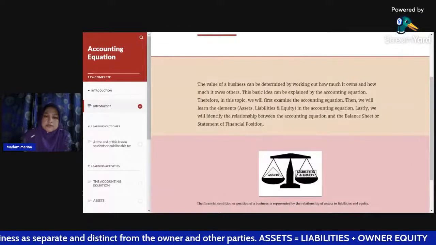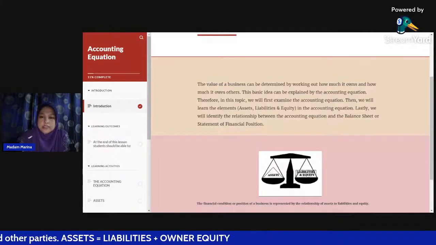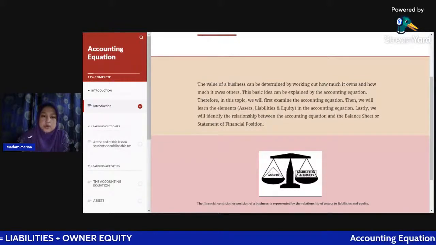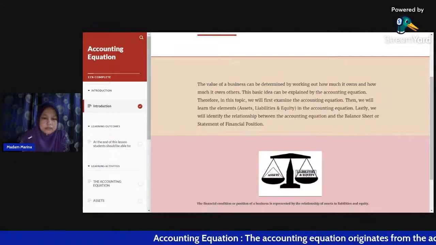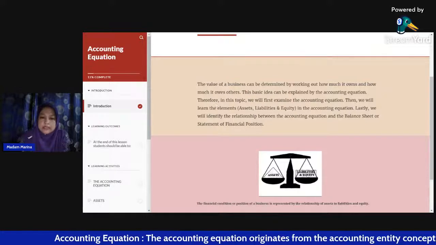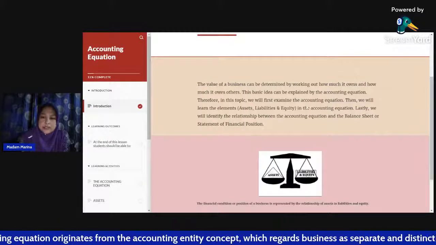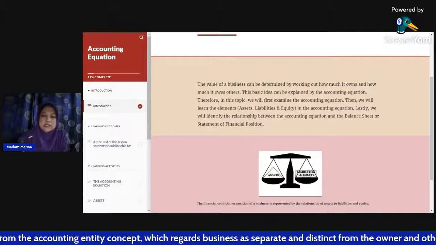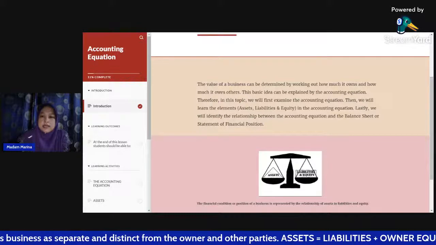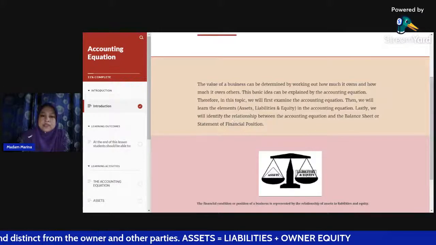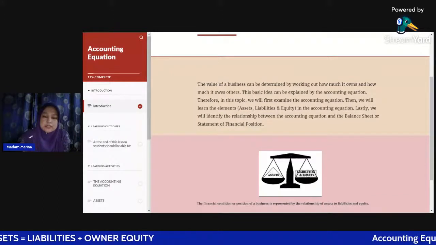The value of a business can be determined by working out how much it owns and how much it owes others. This basic idea can be explained by the accounting equation. Therefore, in this topic, we will first examine the accounting equation. Then we will learn the elements of the accounting equation, which are assets, liabilities, and equity. Lastly, we will identify the relationship between the accounting equation and the balance sheet, or statement of financial position.